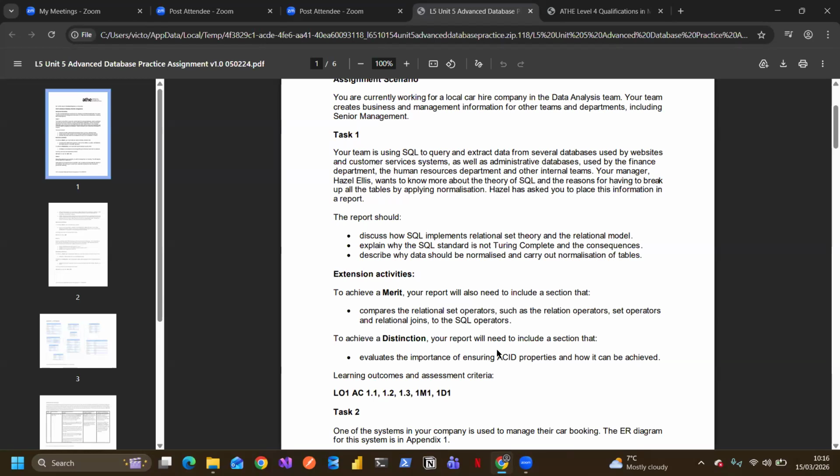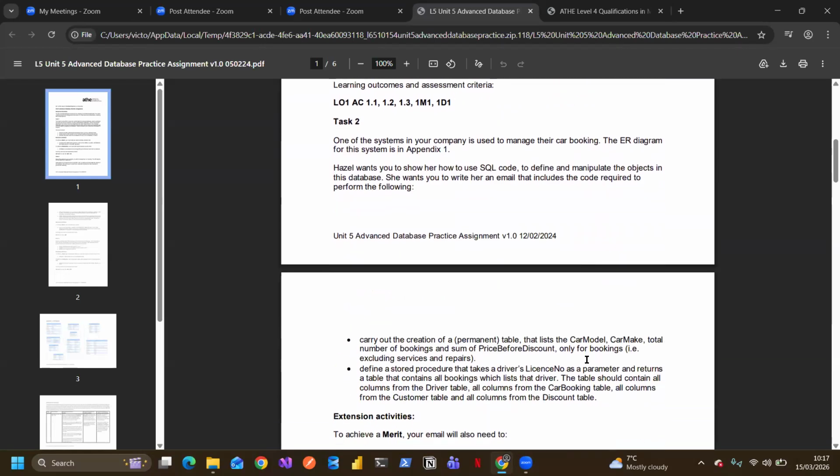To achieve a distinction, your report will need to include a section that evaluates the importance of ensuring ACID properties and how it can be achieved. Task number 2. One of the systems in your company is used to manage the car booking. The ER diagram for this system is in appendix 1.